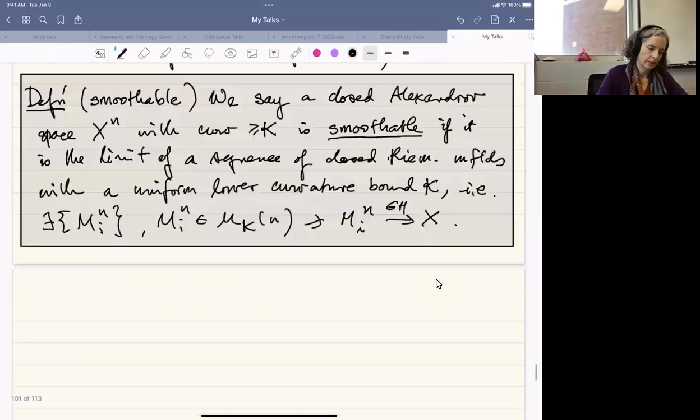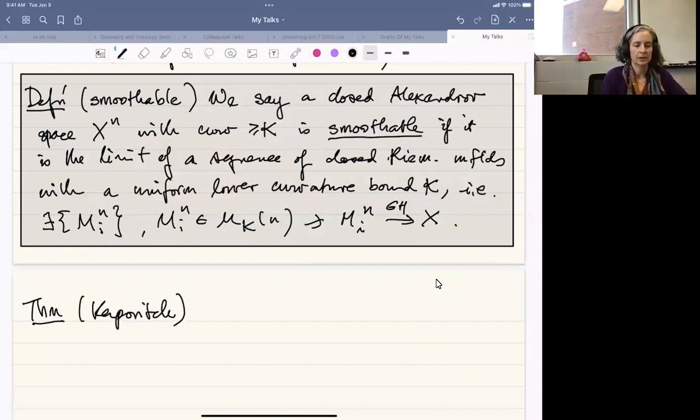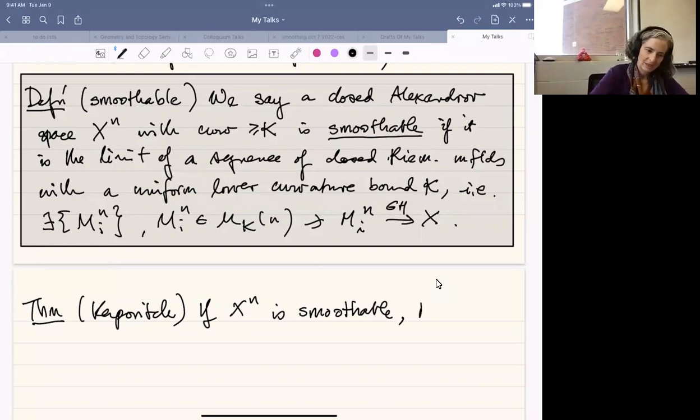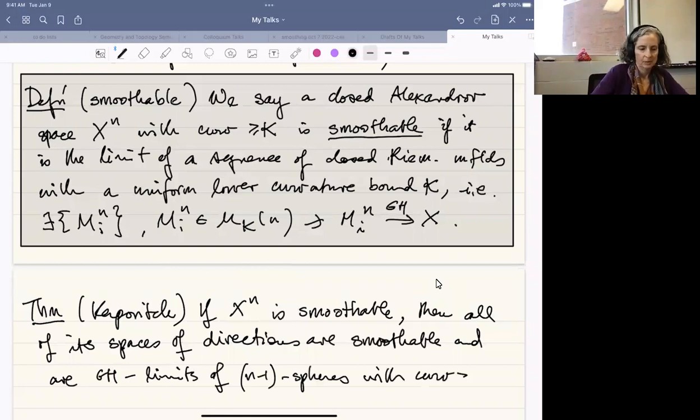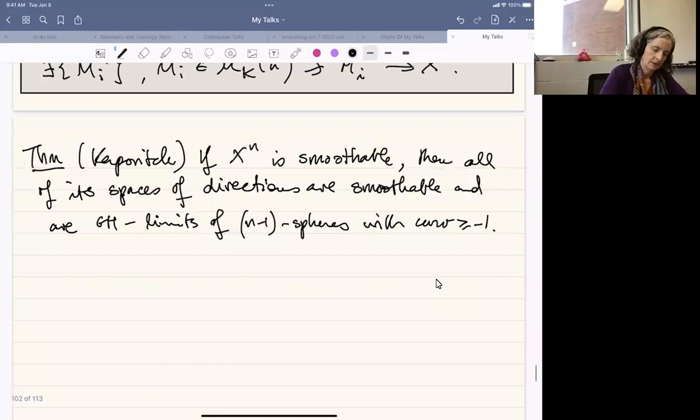Okay, and Kapovitch then showed, in particular, this is a really nice result, that the spaces of directions all have to be smoothable as well. So the theorem states that if I've got a smoothable Alexandrov space, then all of its spaces of directions are smoothable. And indeed, they are the Gromov-Hausdorff limits of n-1 dimensional spheres with curvature bounded below by -1. So in particular, he gets that the spaces of directions have to be homeomorphic to n-1 spheres.